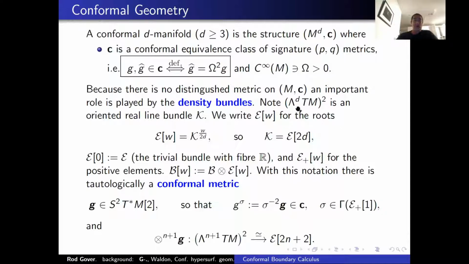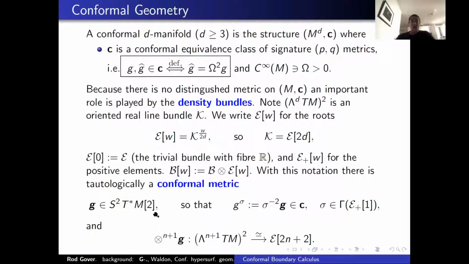So these are line bundles that are roots, and the convention is such that this original line bundle has weight 2D. So you have general weights, with w being a real number. And the convention is that when it's w = 0, this is the trivial bundle. Of course, it is the trivial bundle then. Okay, and then we put a plus for positive elements. We're not going to use that notation much. For any vector bundle, if I put a weight w beside it like that, it means that vector bundle tensored with one of these density bundles.